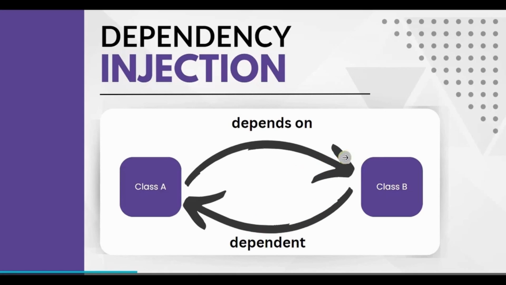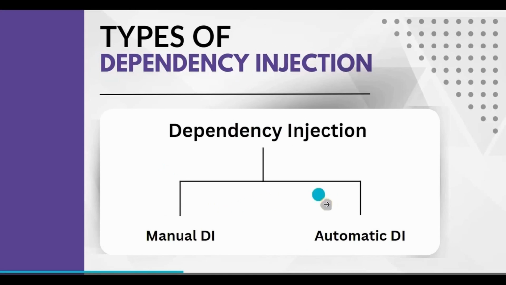Next, this is a general diagram where we have class A and class B. Here, class A depends on class B, which makes the class B as dependent of class A. Okay? As I previously said, there will be multiple classes depending on one class. Here for the general example, I have only one class depending on another class, but there could be multiple classes like class B, class C, class D depending on class A. Got it?